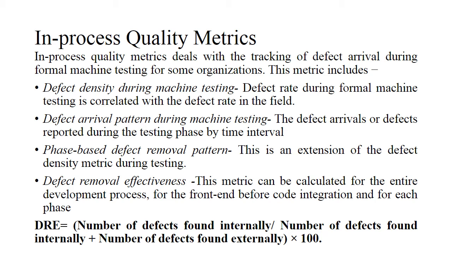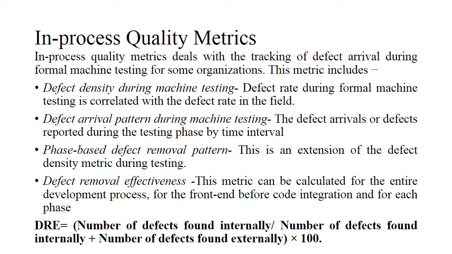Third one is phase based defect removal pattern. This will be an extension of your defect density metric during testing. Fourth one is defect removal effectiveness. When we face some defects, from the front end to the code integration, how are we going to remove all the defects from your software?